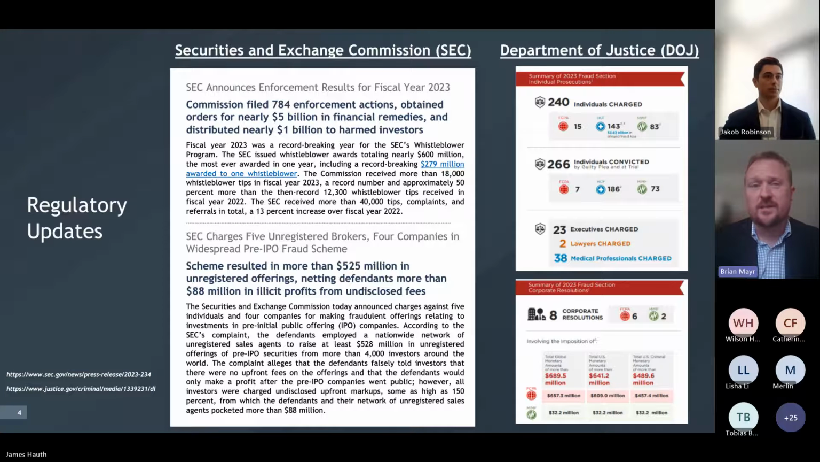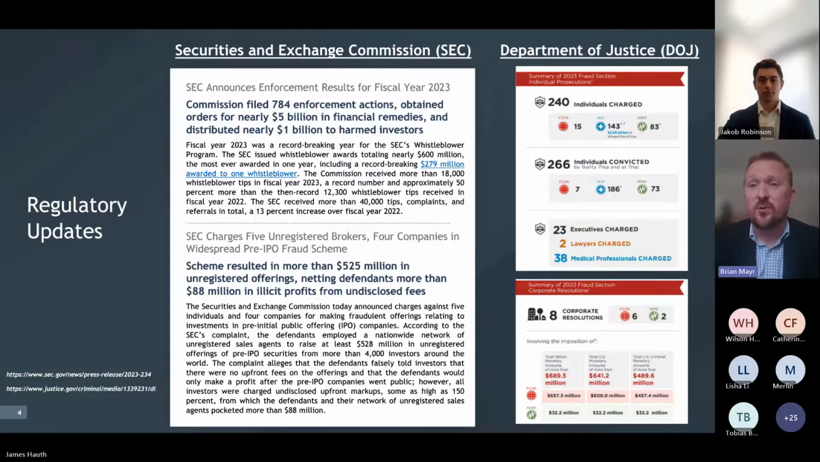But pre-IPO readiness, right? What are some of the tools? What are some of the risks that you can leverage in your everyday process to really try to combat fraud? And then we're looking at the right-hand side, at some statistics directly from the DOJ: 240 individuals charged last year, and 226 convictions last year. And then you've just got some other statistics about executives, lawyers, and medical practice individuals that were charged.